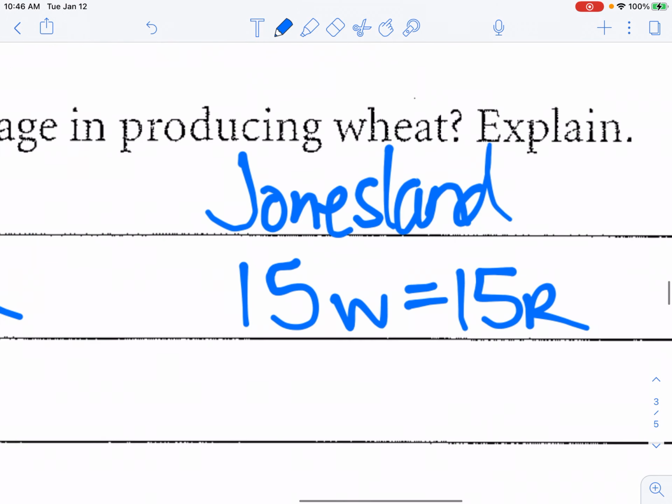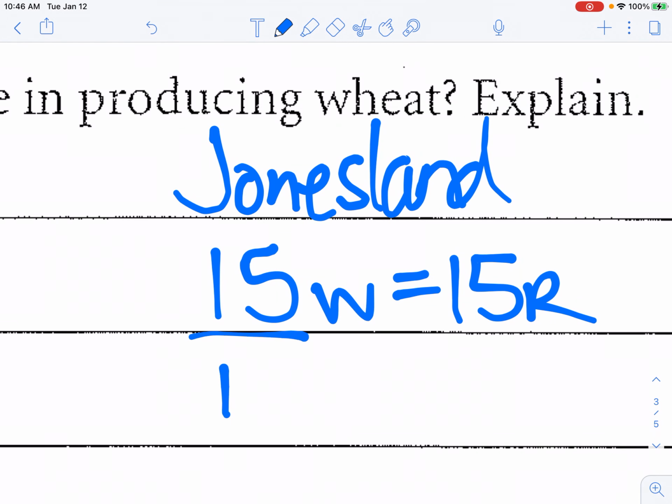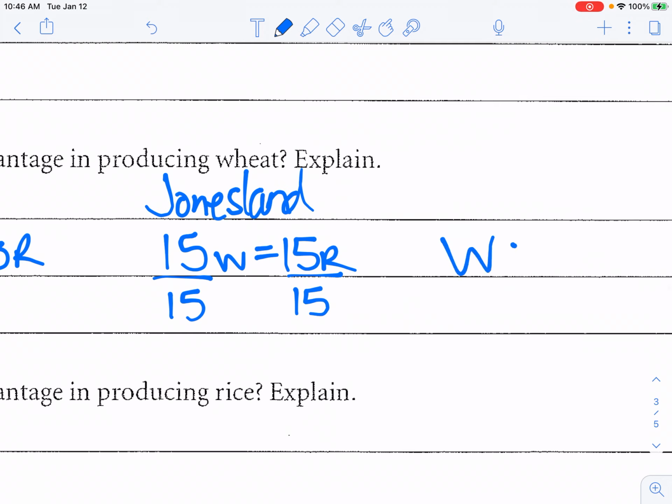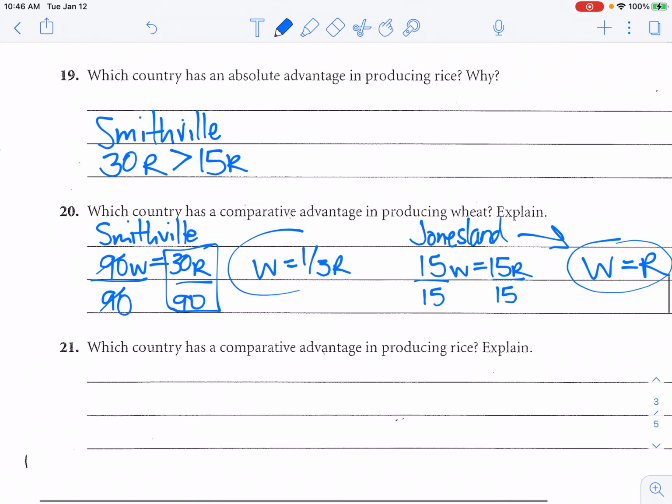For Jonesland, we want to get wheat reduced down to 1, so we divide both sides by 15, and it makes a really easy reduction because in Jonesland, 1 unit of wheat is the equivalent of 1 unit of rice, whereas in Smithville, that's not the case. So Smithville has the comparative advantage because it's less costly, right? They only give up a third unit of rice to make a unit of wheat, whereas Jonesland has to give up a full unit of rice.